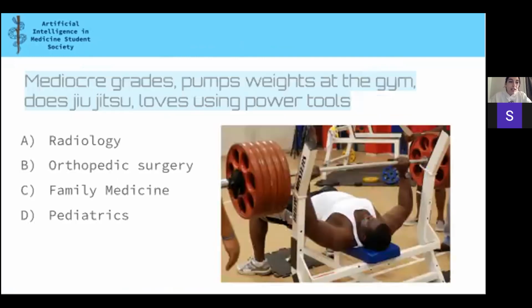Okay, so mediocre grades, pumps weight at the gym, does jujitsu, loves using power tools. Which one of these options do you think fits this medical stereotype? Okay, let's see your answers in the chat. Okay, yes, Khalid. B. This is probably orthopedic surgery.